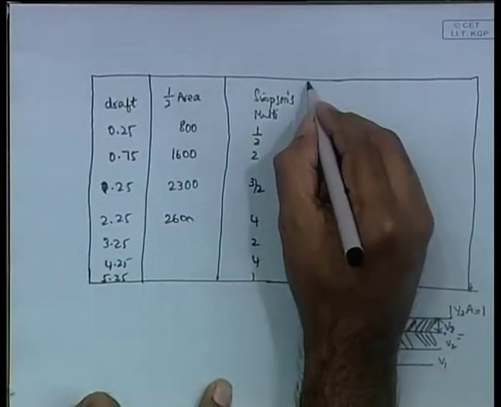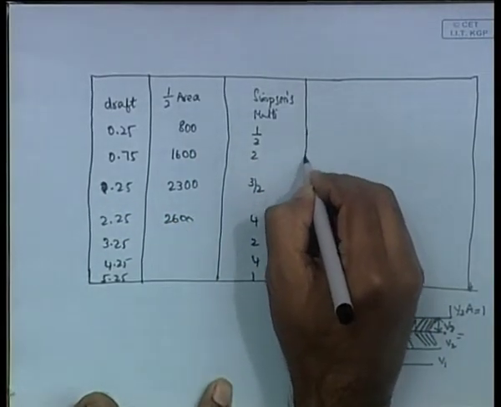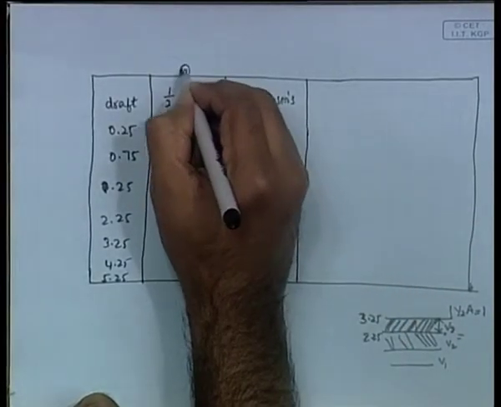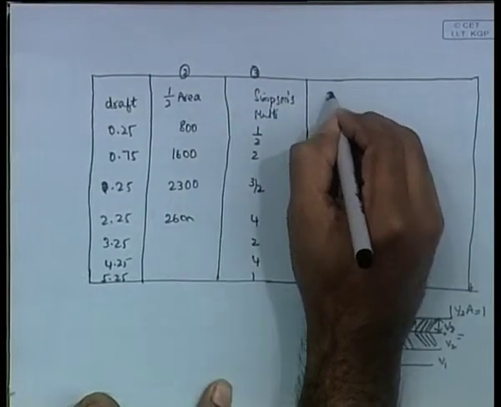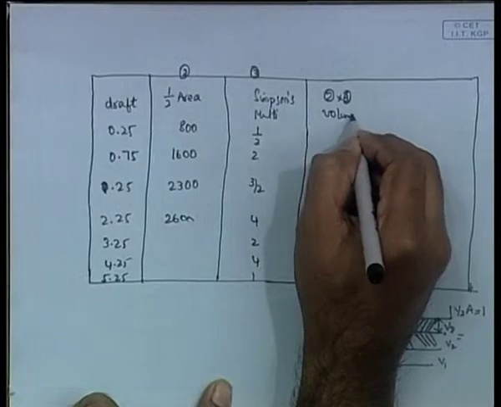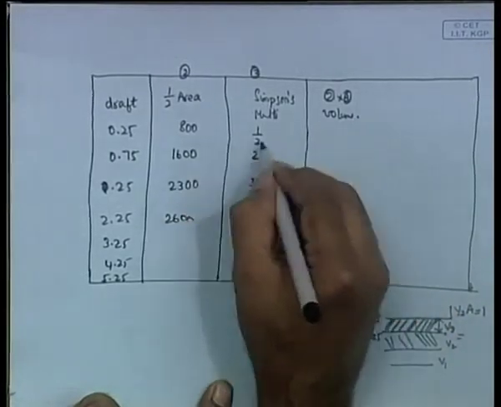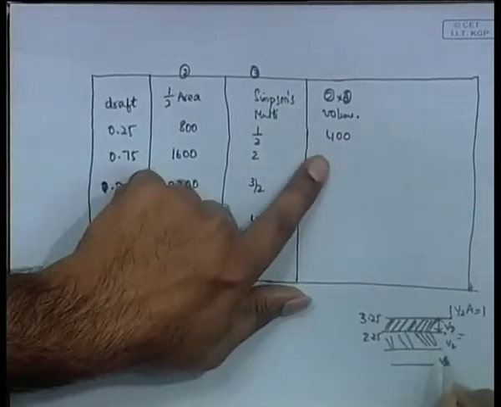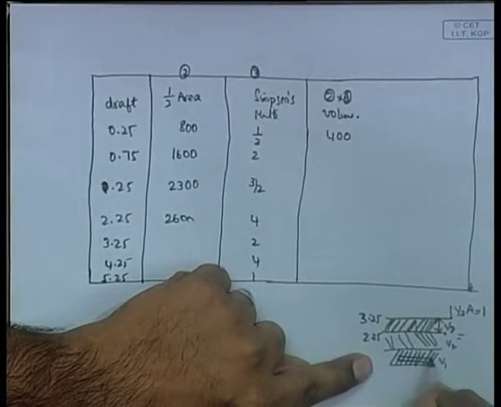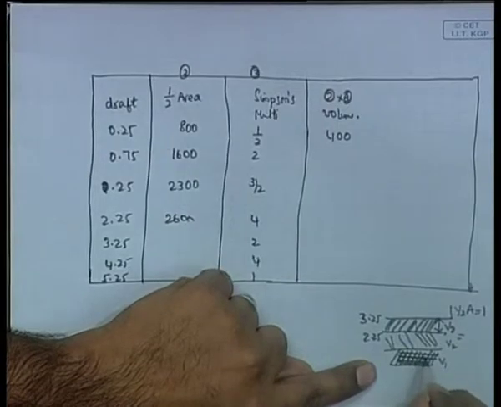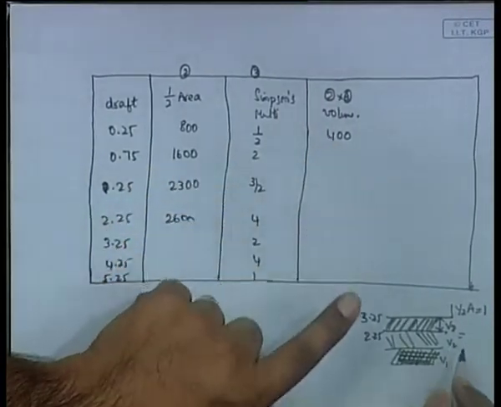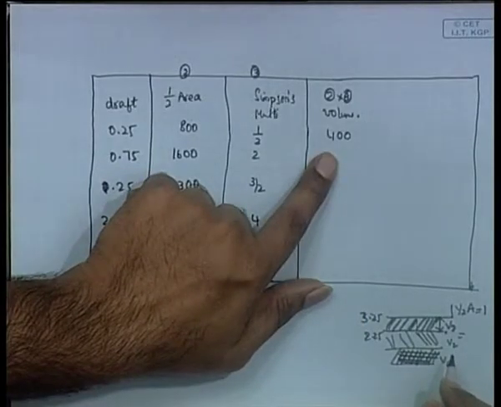So this multiplied gives you, let's call this 2, this 3. So 2 into 3 is giving you a volume. The volume is 800 into half, which is 400. This 400 is the first volume, this one. It's not actually 400, it has to be multiplied by h by 3, but it's a function of volume.